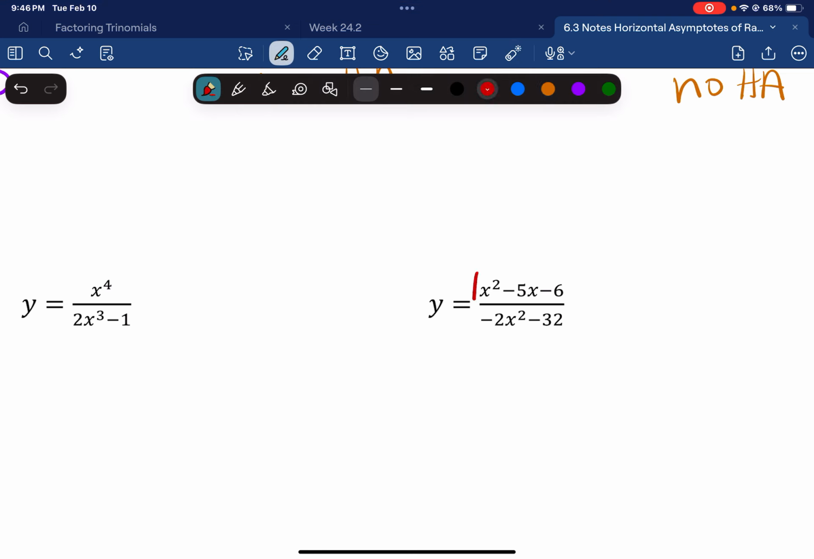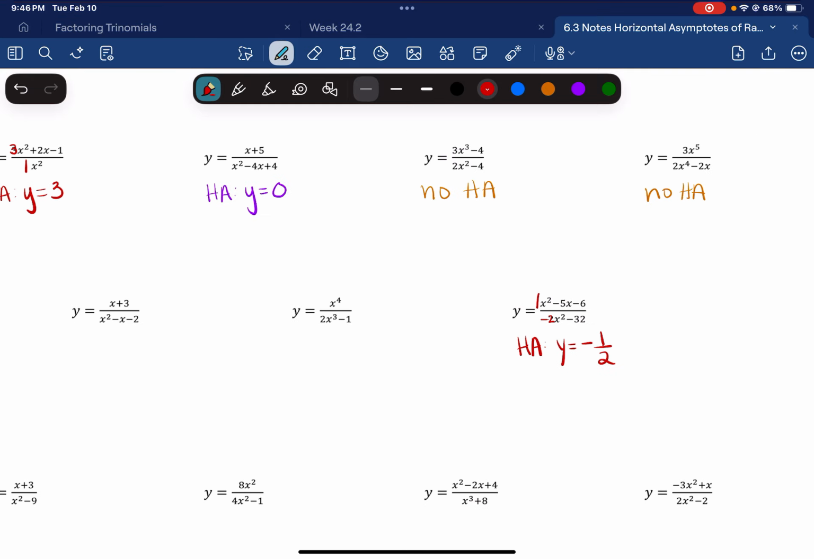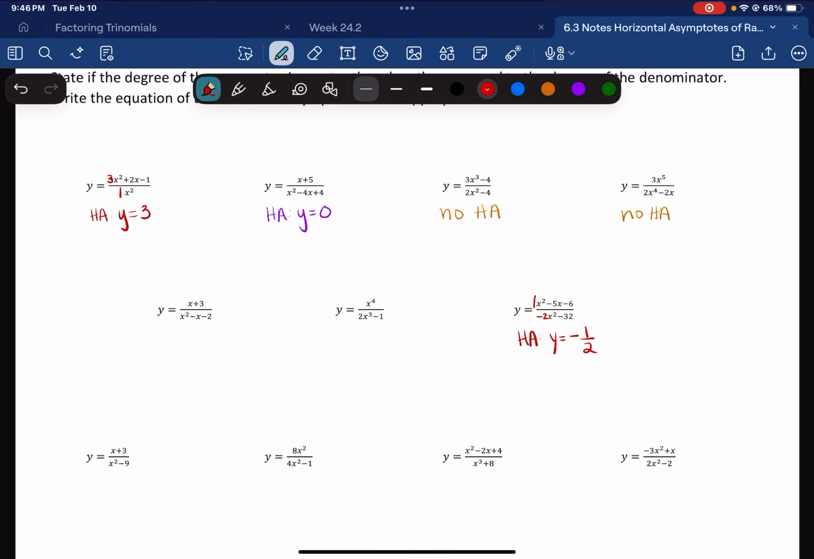This is a 1, and this leading coefficient in my denominator is a -2. So this horizontal asymptote is just y equals -1/2. Okay? So hopefully that makes sense to you guys. Those are just some quick examples.